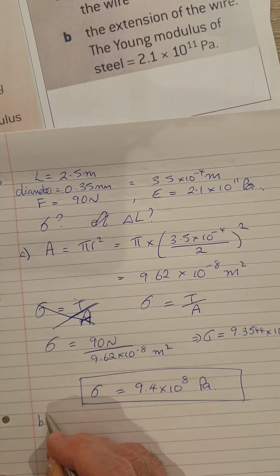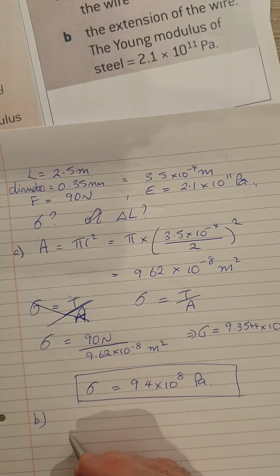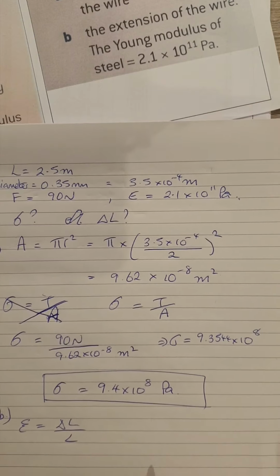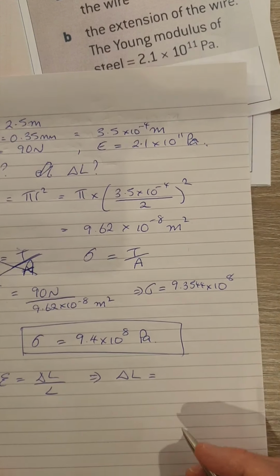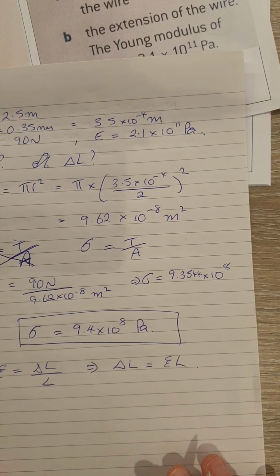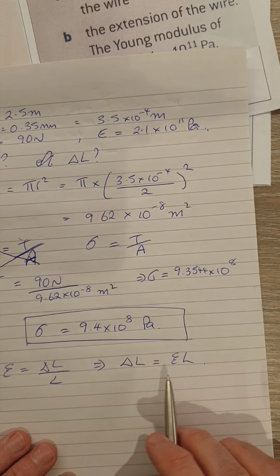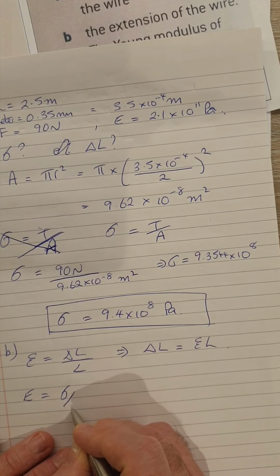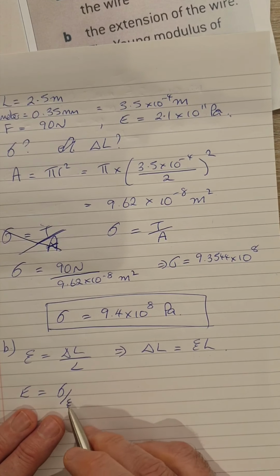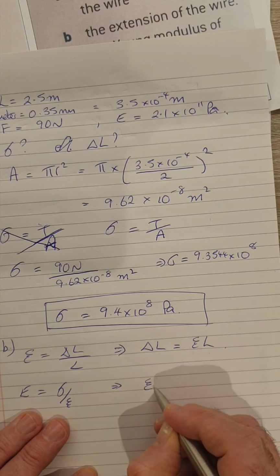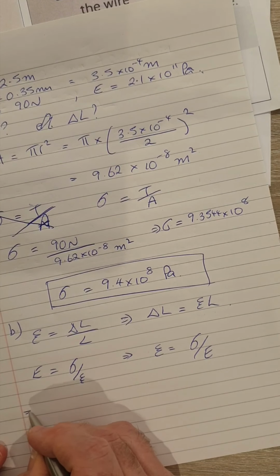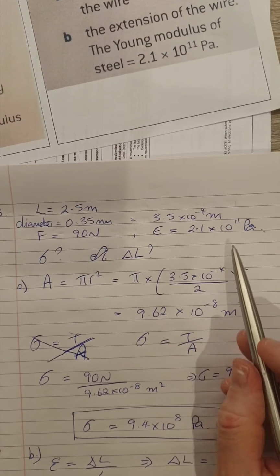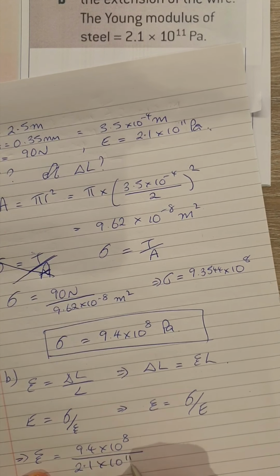Then part B, I'm looking for the extension. So the extension is used whenever we work out the strain. So we say the strain is equal to the extension over the original length, which gives me the extension is equal to the strain times the length. But we haven't been given the strain, so we have to calculate the strain, and we can get that from Young's modulus. So Young's modulus is equal to the tensile stress divided by the tensile strain. So the strain is equal to stress divided by Young's modulus. So my tensile stress is 9.4 by 10 to the 8 divided by the number I was told in the question, which was 2.1 by 10 to the 11.